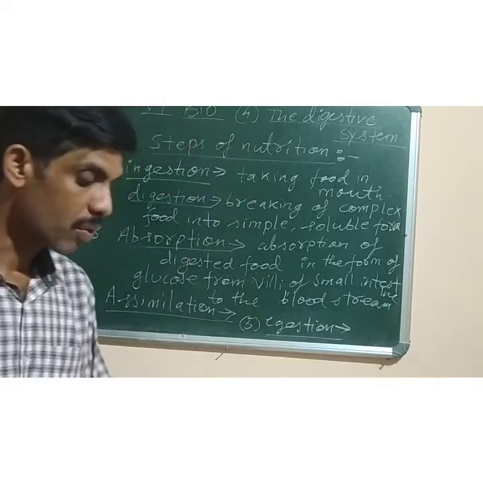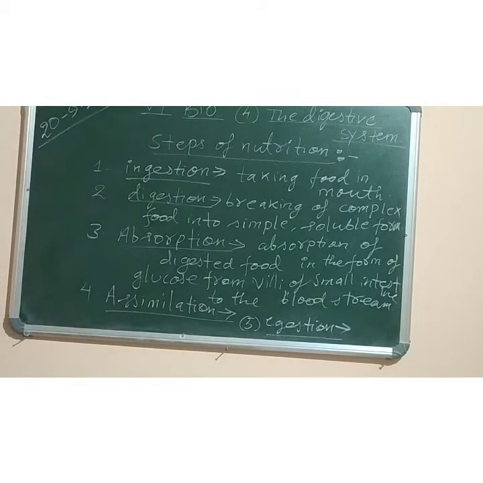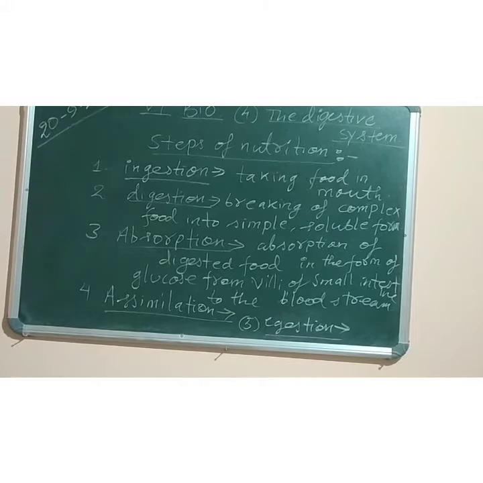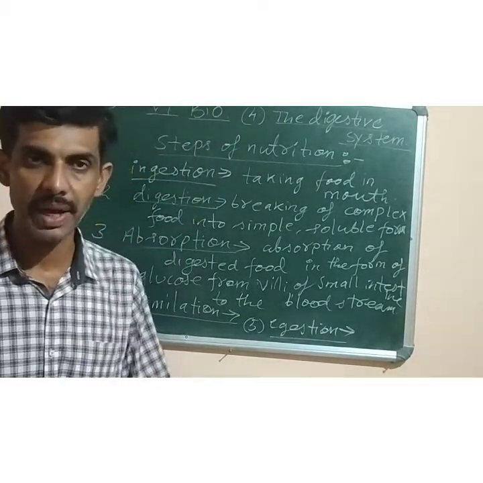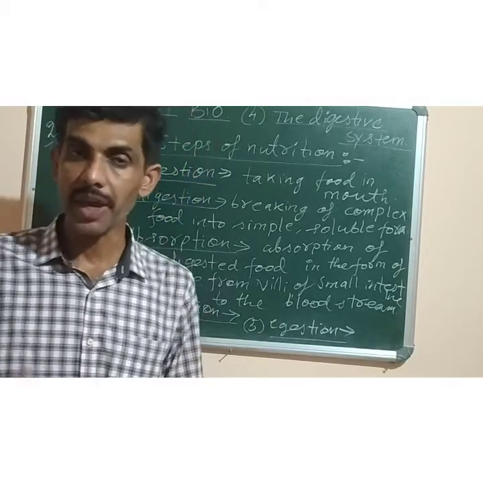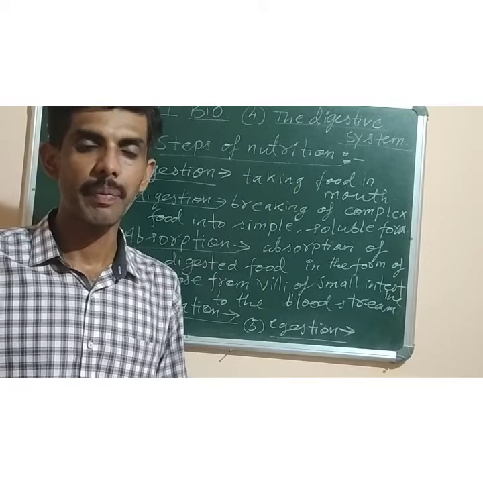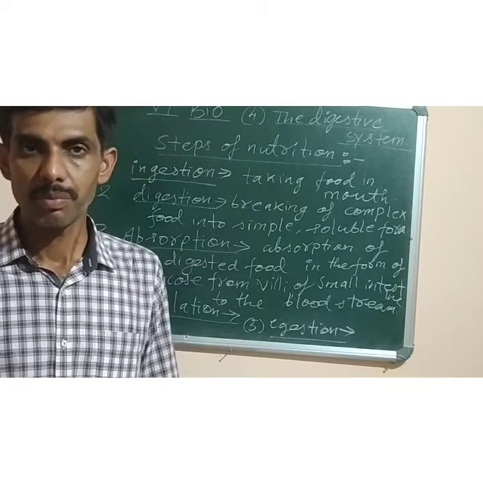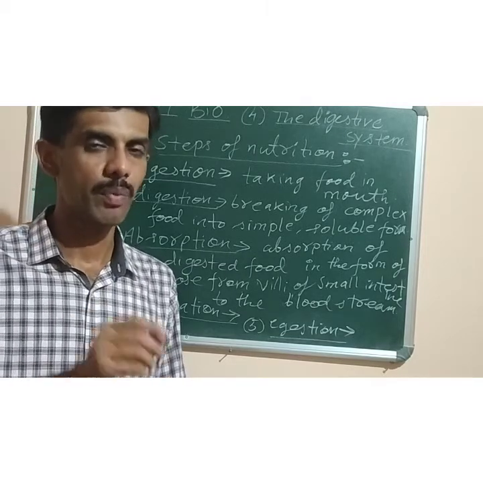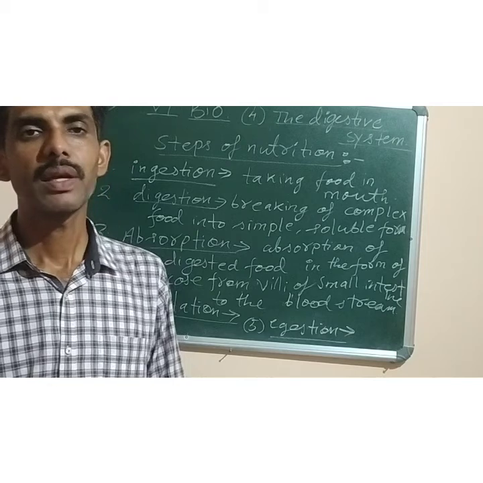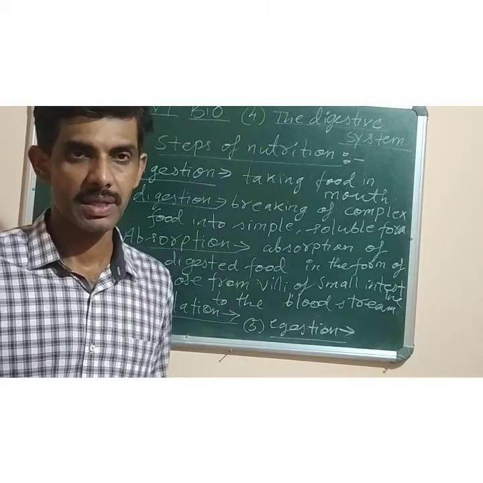Okay, so now what happens to the food in the small intestine? In the small intestine, the acidic food, that is chyme, is acted upon by bile, which is produced by the liver but stored in the gallbladder. From the gallbladder, bile juice will be secreted into the small intestine.